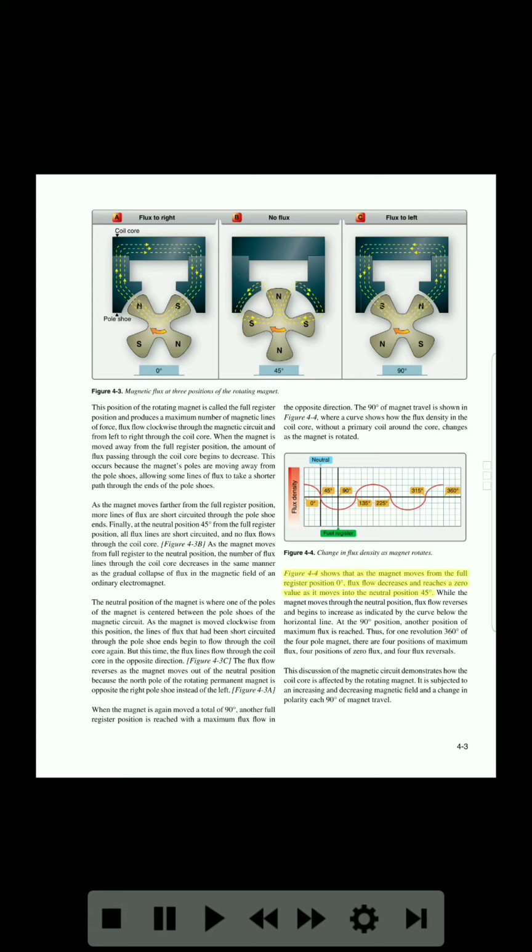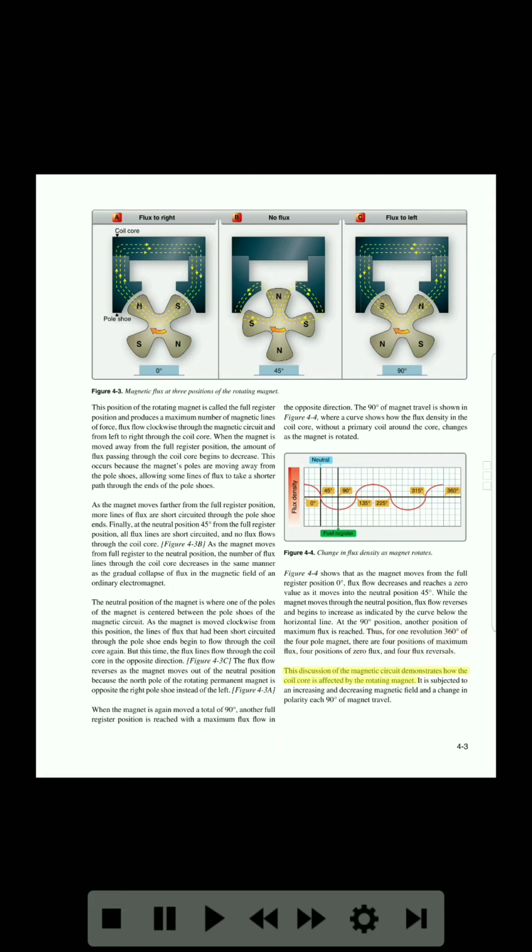Figure 4-4 shows that as the magnet moves from the full register position, 0 degrees, flux flow decreases and reaches a zero value as it moves into the neutral position, 45 degrees. While the magnet moves through the neutral position, flux flow reverses and begins to increase as indicated by the curve below the horizontal line. At the 90 degrees position, another position of maximum flux is reached. Thus, for one revolution, 360 degrees, of the four-pole magnet, there are 4 positions of maximum flux, 4 positions of zero flux, and 4 flux reversals.